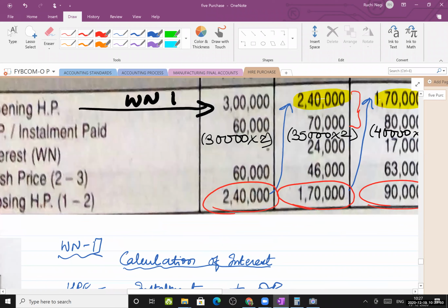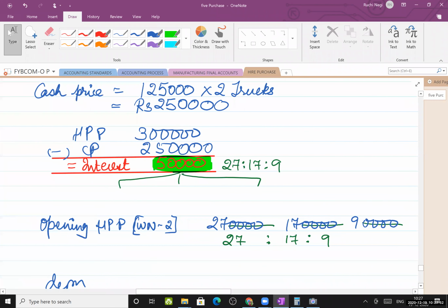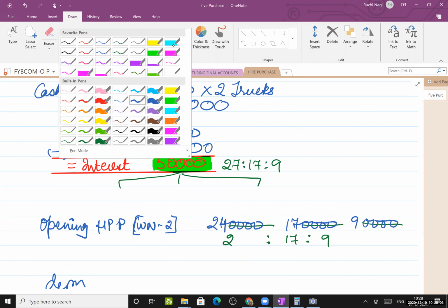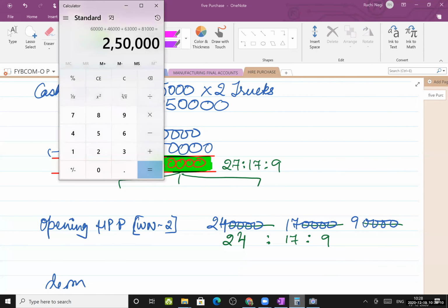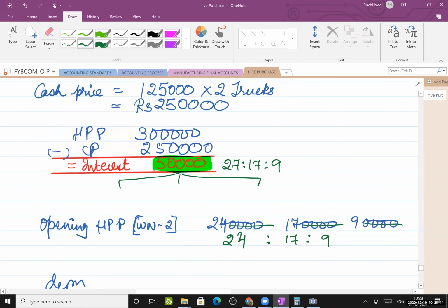Yeah, 2 lakh 40 है वो. This is 2 lakh 40, dear. I'm so sorry. So this becomes 24. I didn't calculate that. So just check, 24 plus 17 plus 9 is how much? 50. So इसको divide करो इस ratio में. Yeah, 24 is to 17 is to 9.